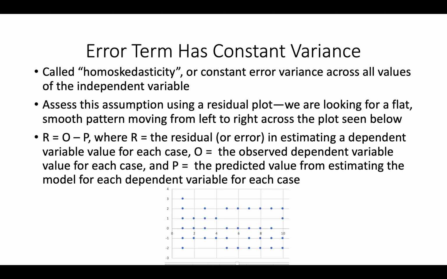To assess homoscedasticity, we need to examine a special scatter plot called a residual plot. It is at the bottom of this slide. A residual is the error in the predicted value of the dependent variable for each case. It is represented by the equation r equals O minus p, or the observed value for the dependent variable, the O, minus the predicted value of the dependent variable from the regression equation, or p.